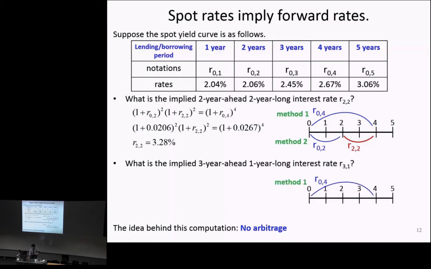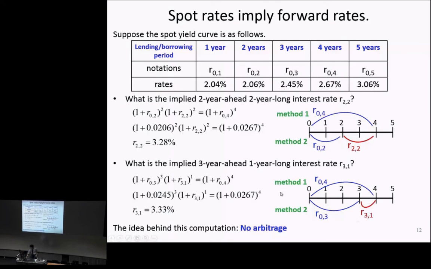Again, think of 2 different methods to invest your money for 4 years. Method 1 is the same. You invest your money for 4 years through this spot contract. Another method is to sign two contracts. One is the 3-year ahead, 1 year long forward contract. You sign it, and you also sign for the 3-year long spot contract. So for the first 3 years, your money will increase by this interest rate, and for the last year, your money will increase by this forward interest rate.